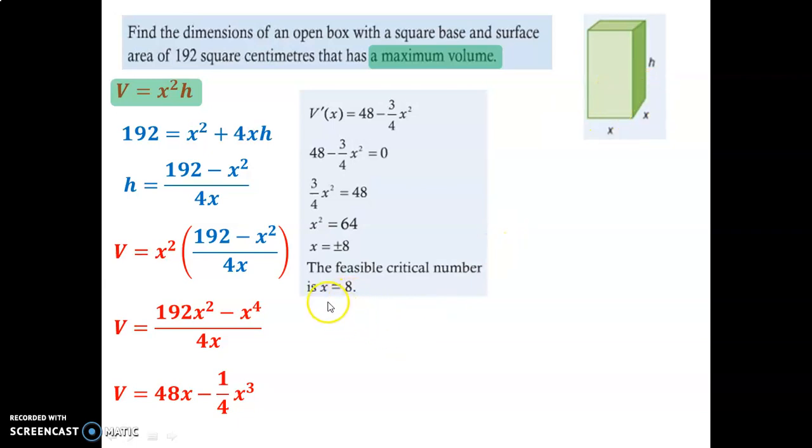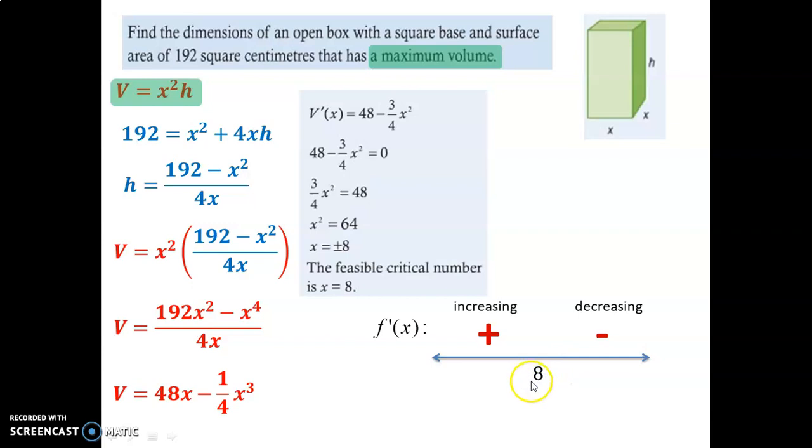Now that we have x equals 8, we can find the maximum volume. But let's confirm first that x equals 8 is actually a value that maximizes the volume. If we put a value before 8, anything less than 8, into our derivative, we get a positive value. If we take any value greater than 8 and put it into our derivative, we get a negative answer. That tells us the function is increasing and then decreasing. So that confirms that when x equals 8, we have a maximum point. So we have found a maximum volume.